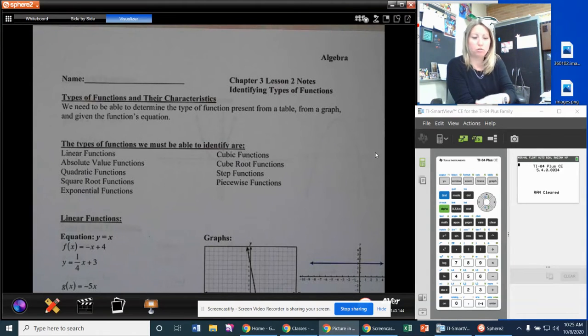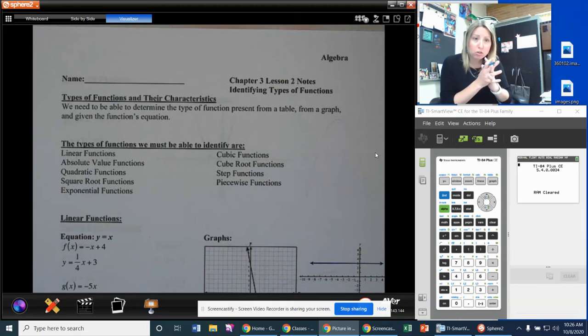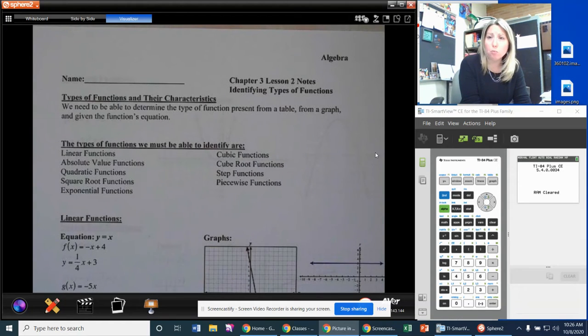Algebras, and welcome to your Chapter 3, Lesson 2 notes, where we are going to identify types of functions. And we're going to identify those types of functions based on what their equation looks like and what their graph looks like. Okay? So here are the types of functions we are going to be identifying.